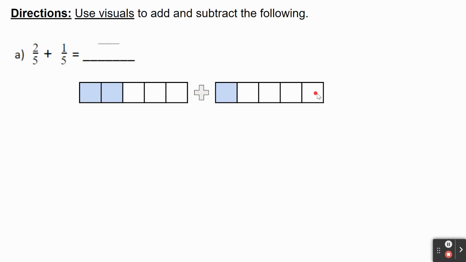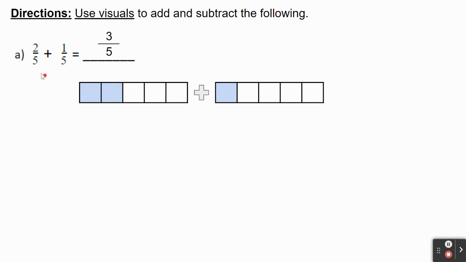Let's add together the number of shaded parts. We can see there's 1, 2, 3 parts shaded. So our numerator is going to be 3. In one whole, there's 1, 2, 3, 4, 5 parts. So our denominator is 5. 2/5 plus 1/5 equals 3/5.